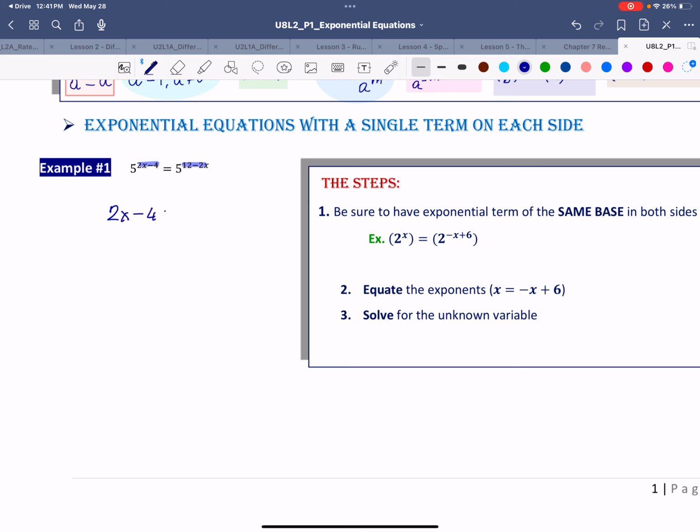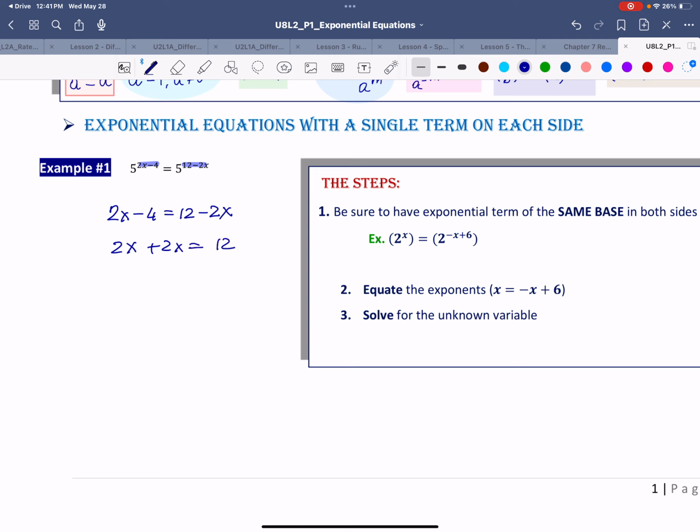2x minus 4 equals 12 minus 2x. So again, we're going to use this strategy when the bases are already the same, so we simply equate the exponents. Two things we need to remember: not only are the bases the same, but we have a single term on each side of the equation. And now we simply solve this very simple linear equation for variable x.